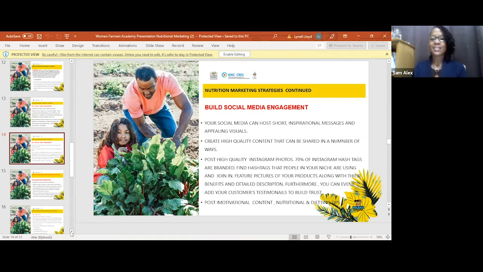So you want to make sure that it can be shared. Post high quality Instagram photos. Don't post blurry photos. Don't post things that are not clear. Don't post photos where the head is missing or some of the text is missing. Make sure it is clear. 70% of Instagram hashtags are branded. Find hashtags that people in your niche are using and join in. Feature pictures of your products along with their benefits and detailed descriptions.